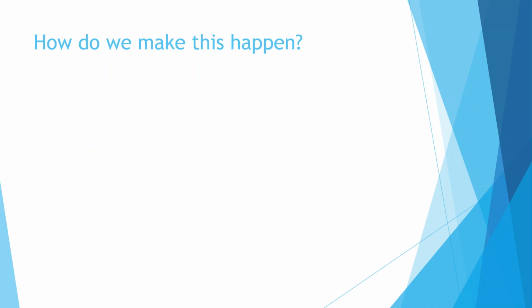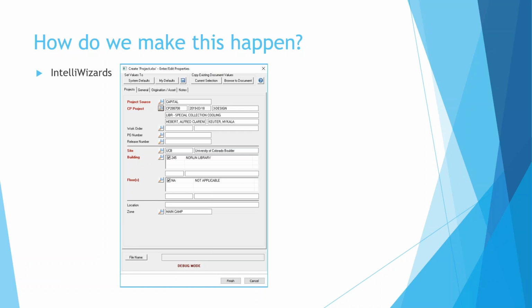So how do we make this happen? How do we leverage this information? Well, Meridian can do it. Meridian can do it on its own, but we have a way to make it work a little more streamlined, and we use IntelliWizards. This is a module that Hagerman adds into Meridian to make this a little bit easier for the users to leverage that data without having to go to 4 different sources and manually input.